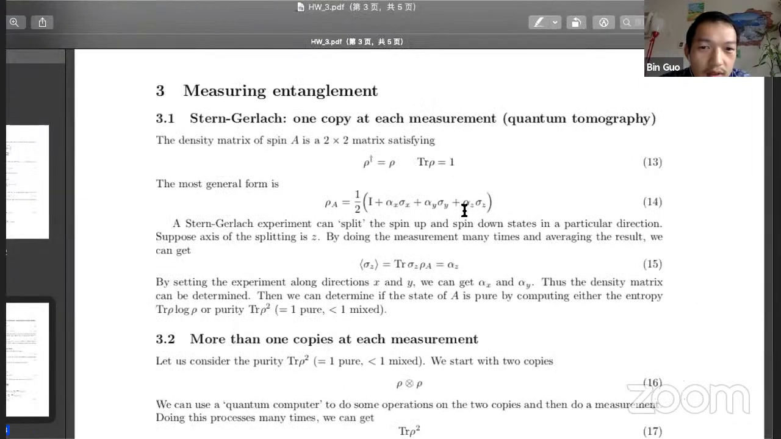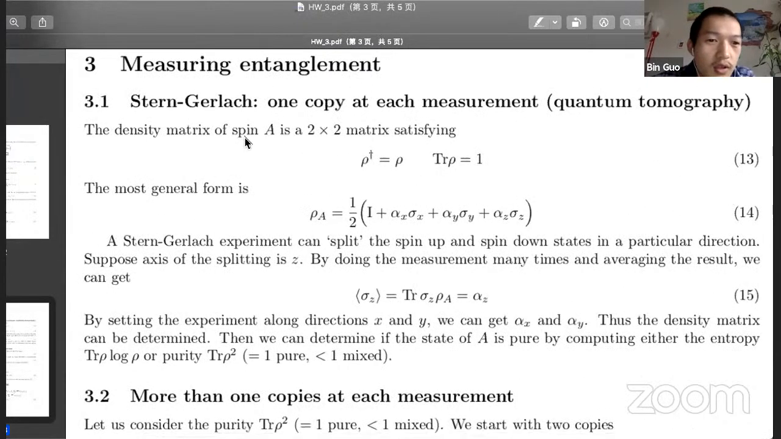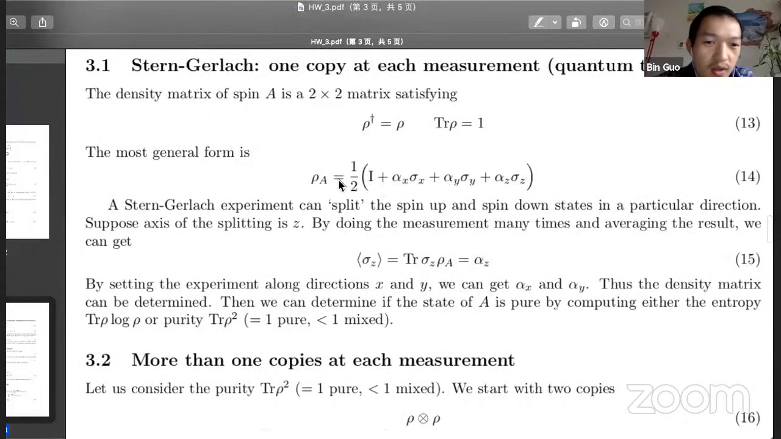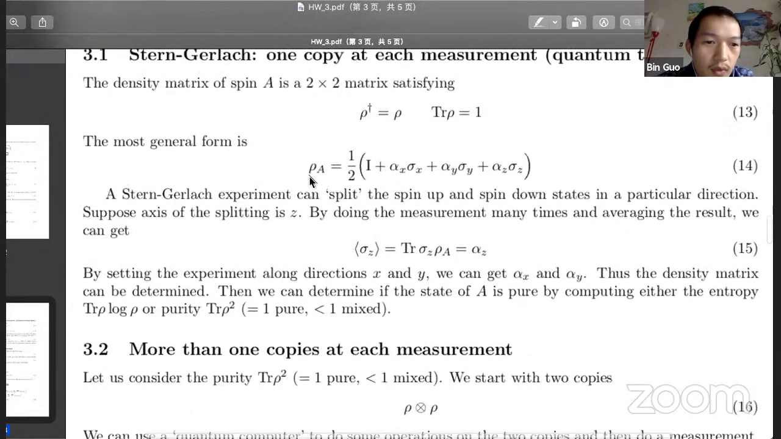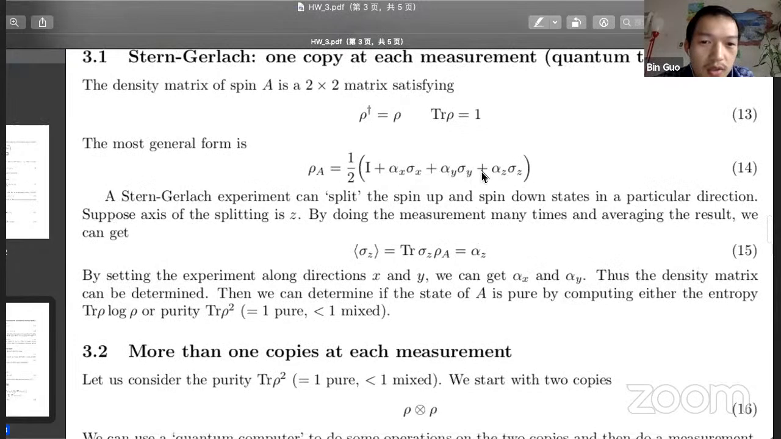So first, let's look at the Stern-Gerlach experiment. If we look at the spin A, the general density matrix is a Hermitian matrix and the trace is 1. So we can use 3 parameters to parameterize this density matrix. Here the sigmas are the Pauli matrices and the alphas are all real numbers. And notice that there's no prefactor on the identity because the trace is 1.